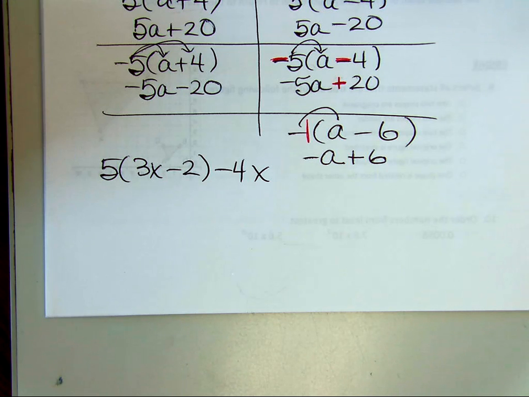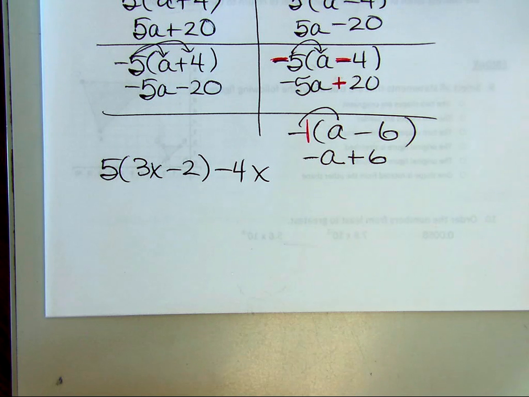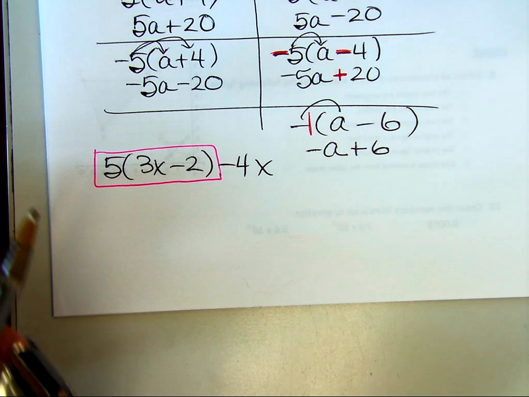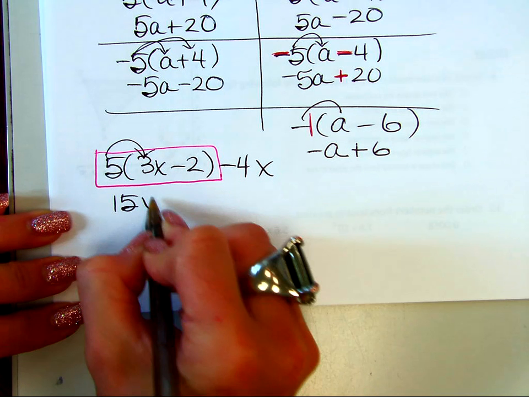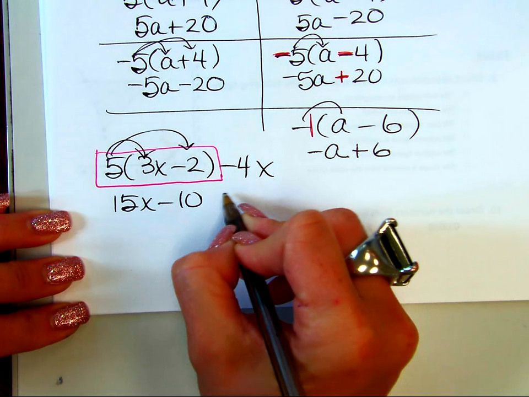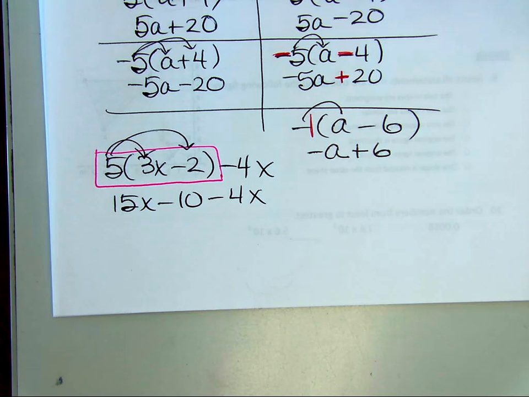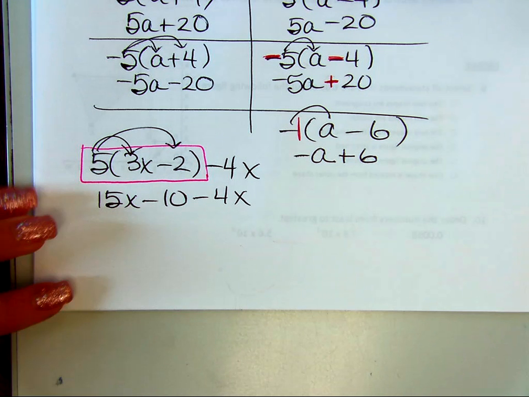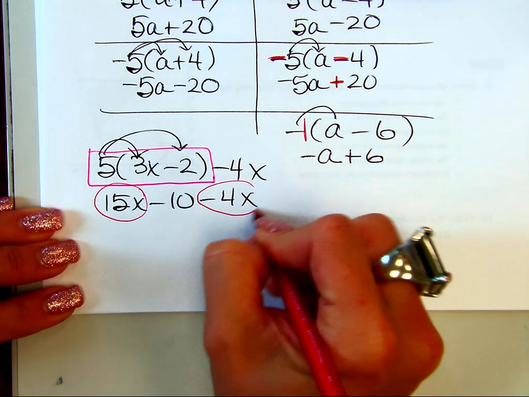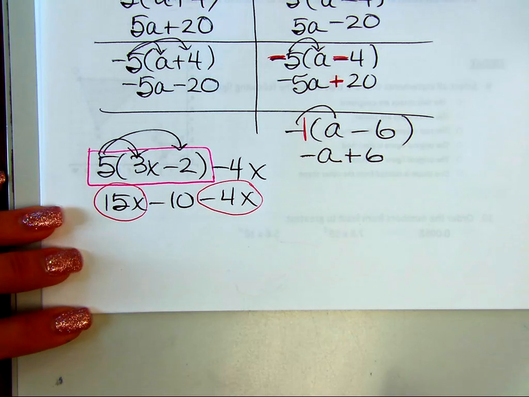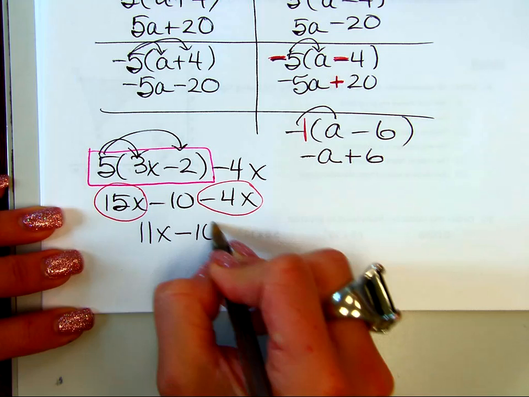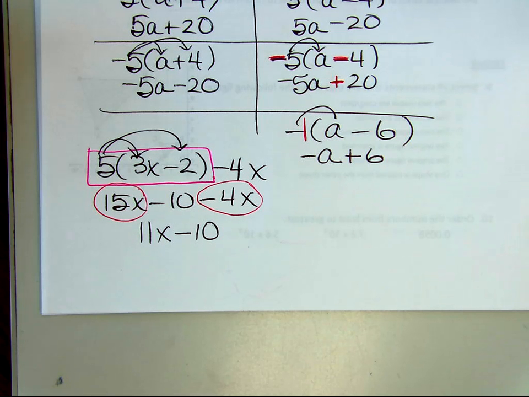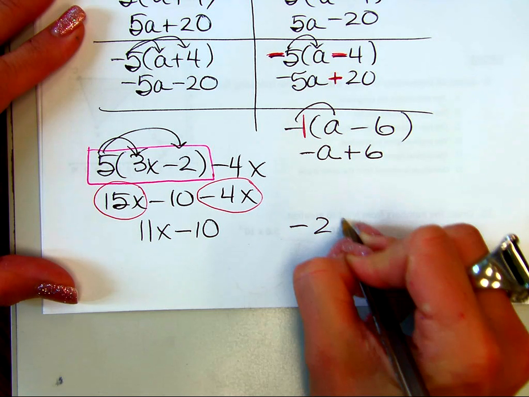Now, what would happen if you have something like this? This goes beyond just distributing. It's distributing and then combining, okay? So I want to do this first, which is going to give me 15x minus 10, and then this just kind of comes down for the ride until we need it, right? And we need it now because I have 15 positive x's and 4 negative x's, and when I combine, that gives me 11 x's minus 10. Is everybody okay with how we got that? Do you remember doing these like crazy last year? We did a lot of these.